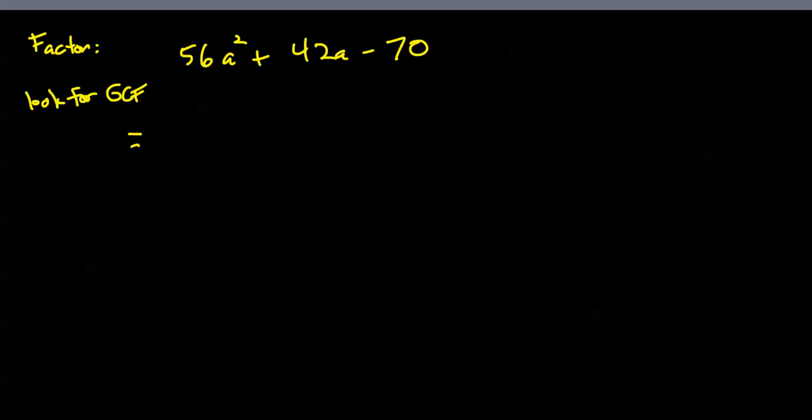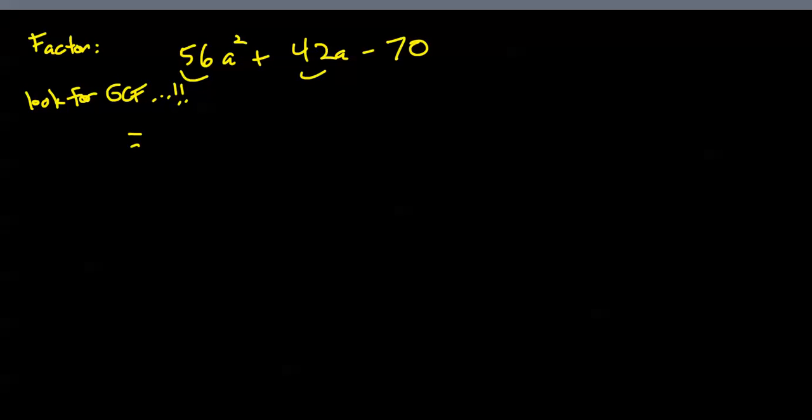Factor. 56a squared plus 42a minus 70. Alright, when the numbers get bigger, the factoring problems get a little harder. And if I stare at this long enough, I think I can see a GCF here. Again, always look for GCF first before you do anything else.